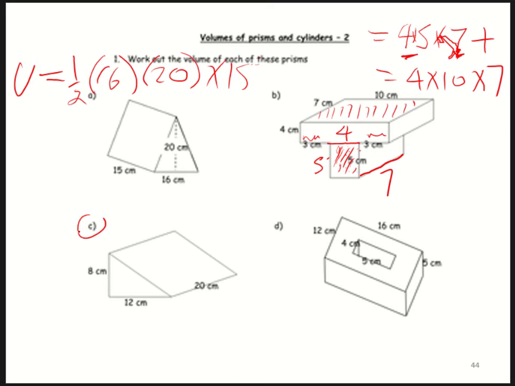Now, how do we do C, guys? You find the area of the triangle. The area of the triangle, which is what? Half times 8 times 12. And then all of this will be multiplied by how much? You will multiply it by 20. That's how you will find the volume.